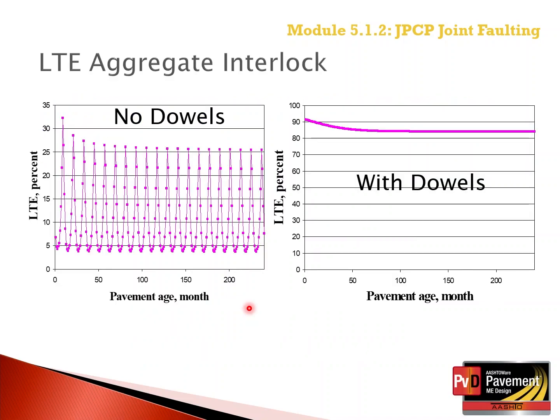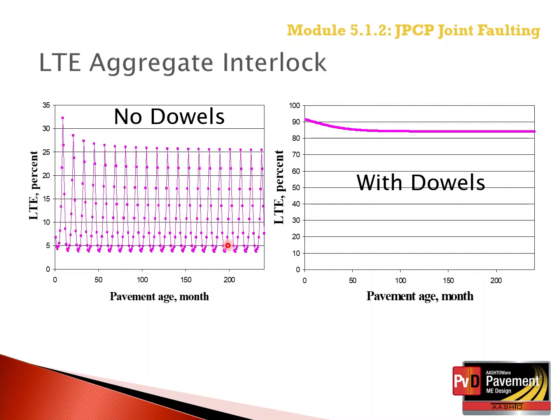Two graphs are displayed on this slide. The left graph illustrates the change and decrease in load transfer efficiency calculated by the Pavement ME design software for a jointed plain concrete pavement without dowels over pavement age. As displayed, there is a significant change in load transfer efficiency throughout the design life and throughout a year or climate section.